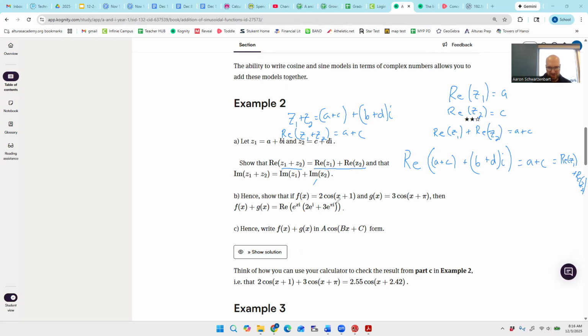So now we're going to show it with these. So them being cosines, I'm going to do a different color now. How do you take the derivative? They are the real part.